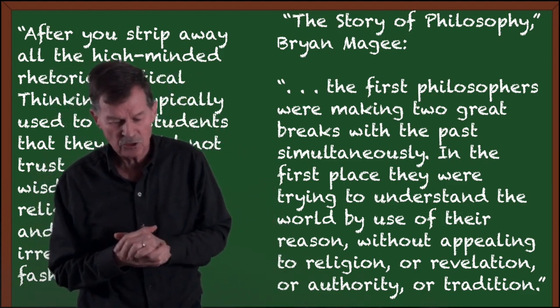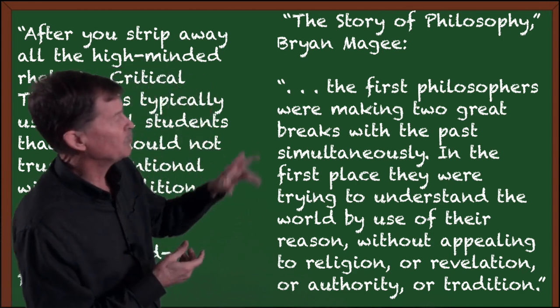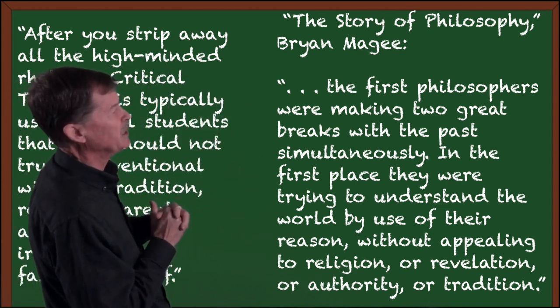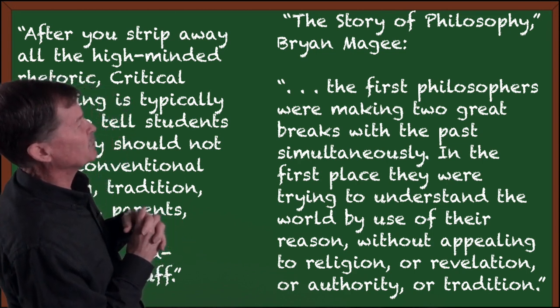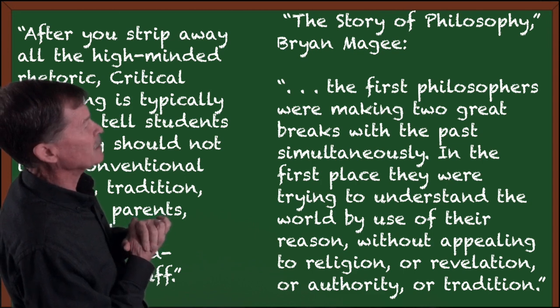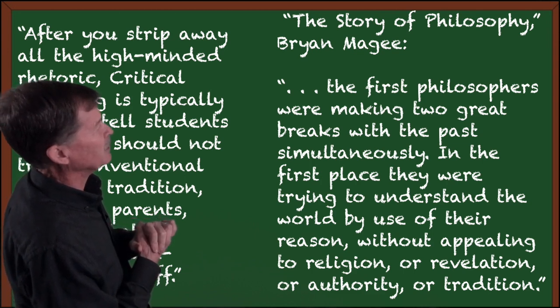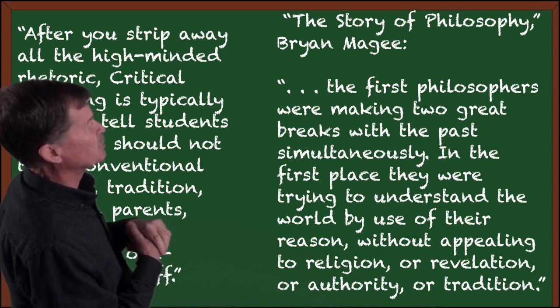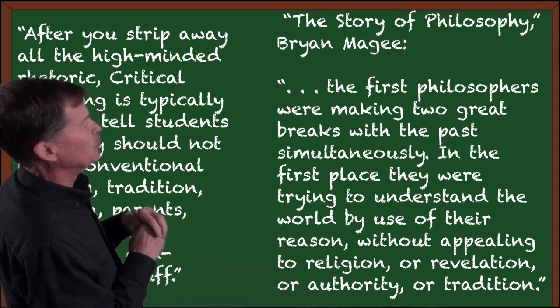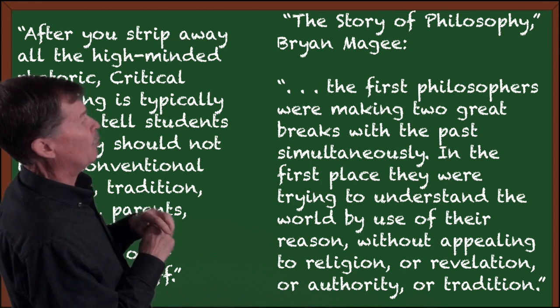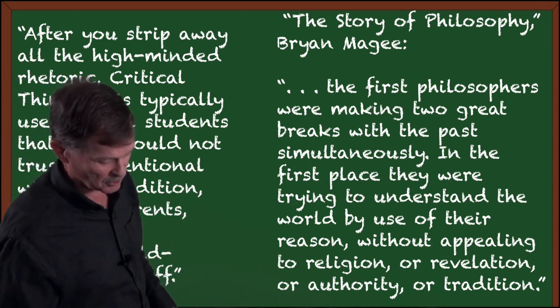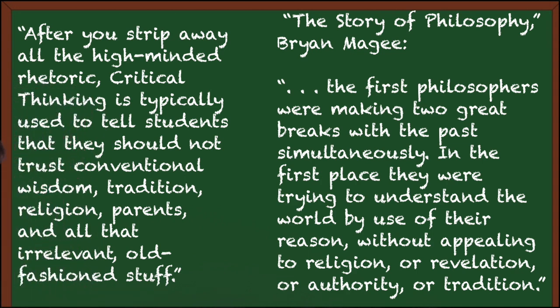Again, just showing these two quotes. We started with The Story of Philosophy by Brian McGee, where he says the first philosophers were making two great breaks with the past simultaneously. In the first place, they were trying to understand the world by the use of their reason without appealing to religion or revelation or authority or tradition. That is Socrates. I'm going to move out of the way on this one so that we can read it.